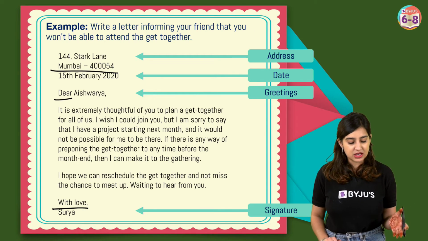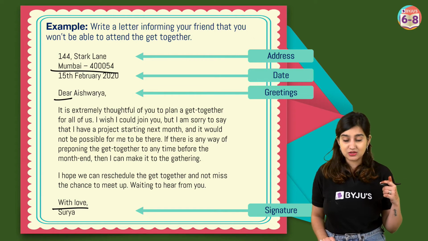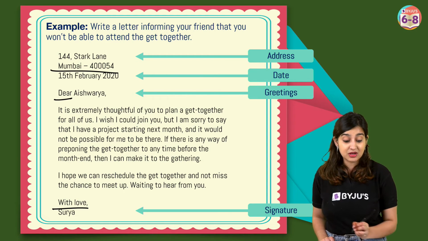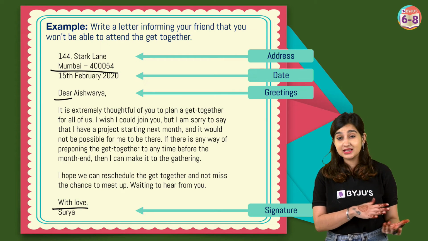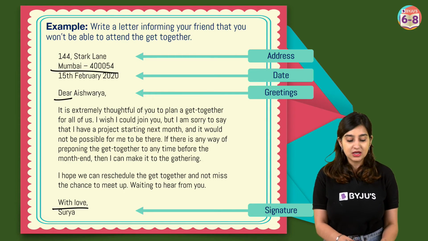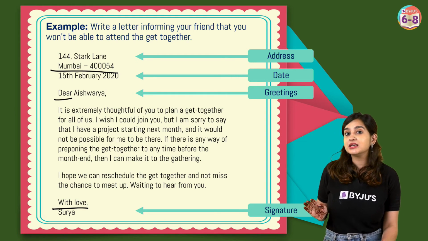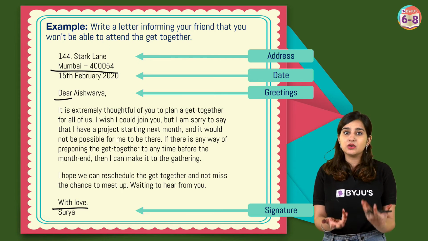If there is any way of preponing the get-together to any time before the month end, then I can make it to the gathering. So here you've added a caveat that I want to come, I won't be able to, but if you can shift the dates of the event, then maybe I can join. So that was not something that was given to you in the question. Question में ये नहीं लिखा था कि आप ये बोलो कि आप dates change कर लो तो मैं आ जाऊँगी, but that's something you have added on your own.